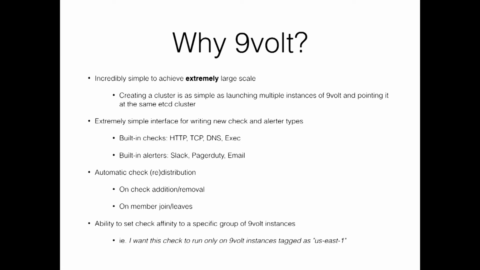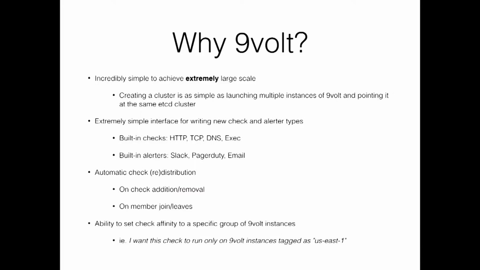There's an extremely simple interface for writing new checks and alerter types. I think for a really basic check, the implementation would be about 25 lines of code. Right now, it already comes with HTTP, TCP, DNS and exec. But to add something else, let's say your service is using gRPC, you could easily write a check, probably in half an hour, that's going to talk gRPC to your service and perform checks. Same with the alerter interface. It's the same exact thing. I think I wrote the Slack one in less than an hour, maybe. It's really incredibly easy.